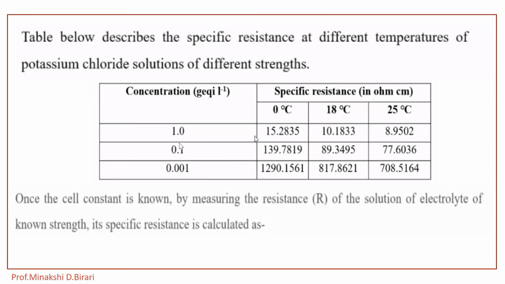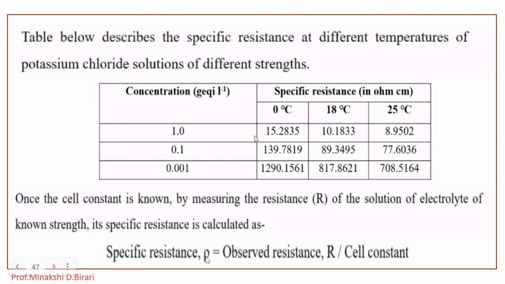Once the cell constant is known, by measuring the resistance R of the solution of electrolyte of known strength, its specific resistance is also calculated. Specific resistance rho is equal to observed resistance R divided by cell constant. So by measuring the resistance R of the solution of electrolyte of known strength, the specific resistance is calculated if we know the cell constant. Therefore, specific resistance rho is equal to observed resistance R divided by cell constant.